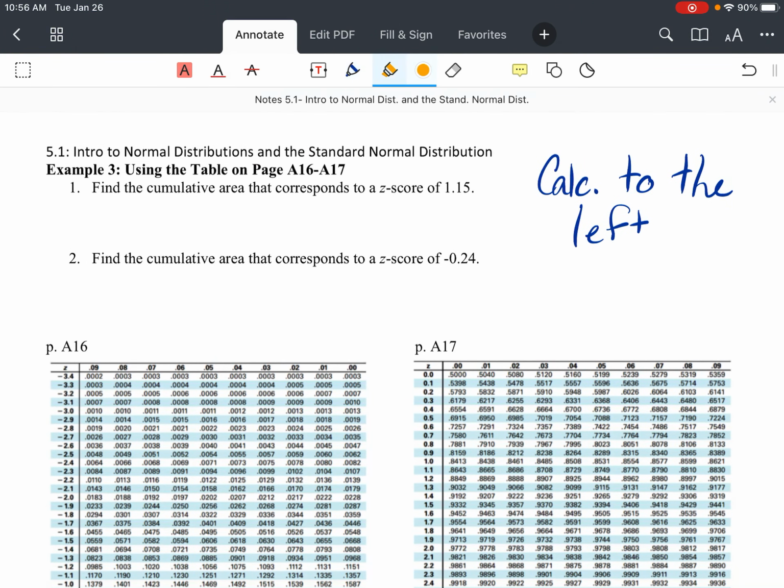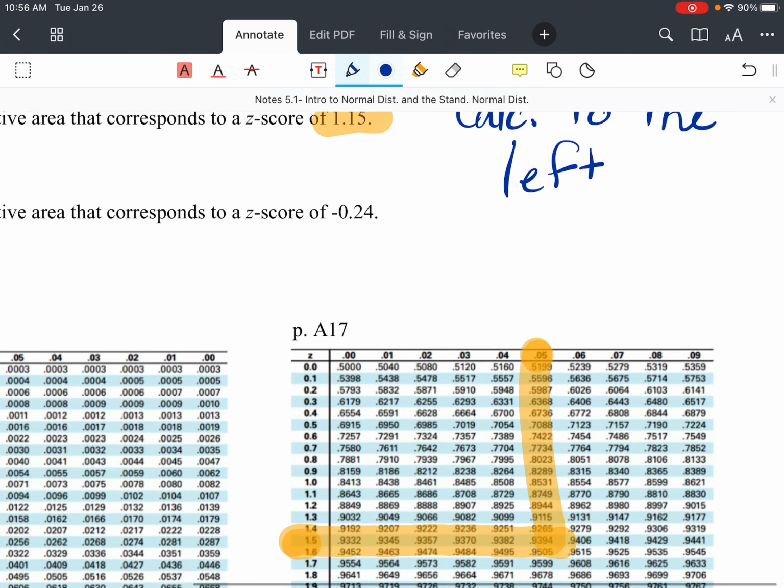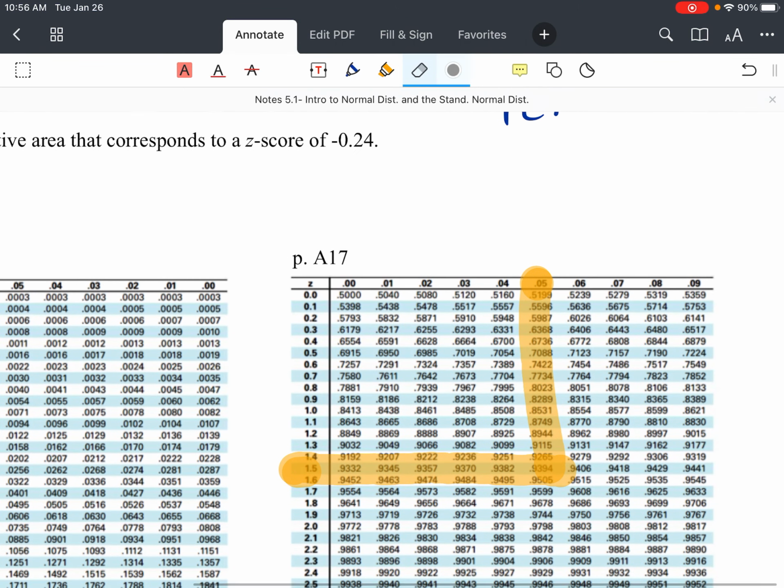So right here, and then I'm going to look for 0.05 at the top. So 0.05 is right here. I'm going to highlight down, and then highlight across, and we're just looking for that intersection. And so the area to the left of... I did this wrong. We were not looking for 1.5. We were looking for 1.15. All right, so it's right here to here.